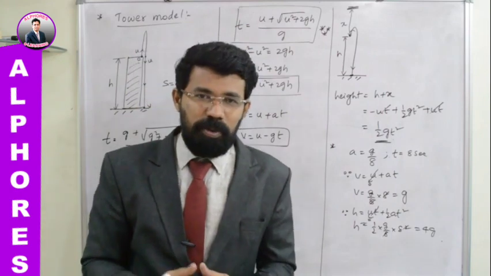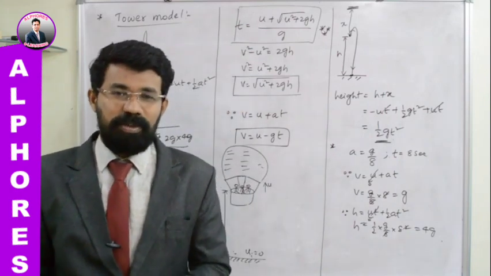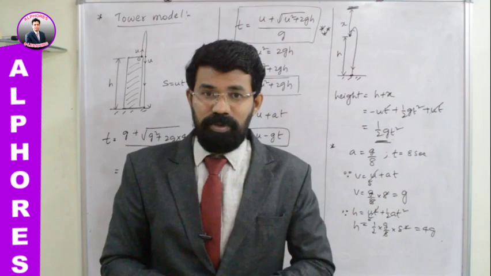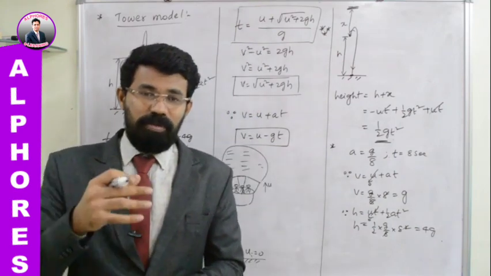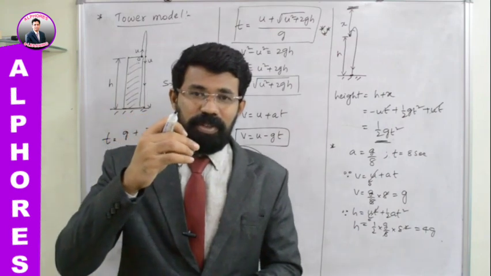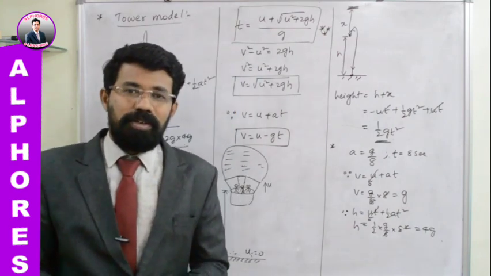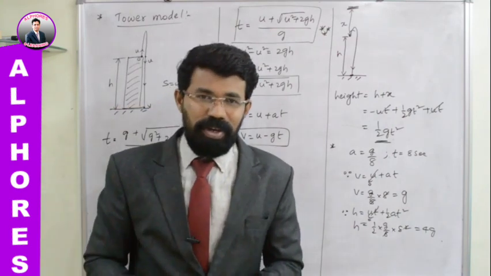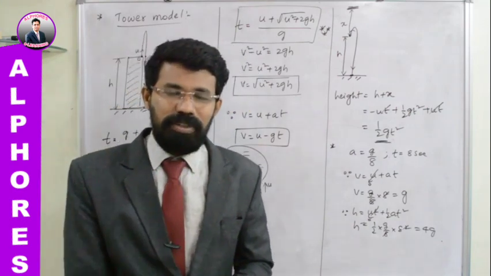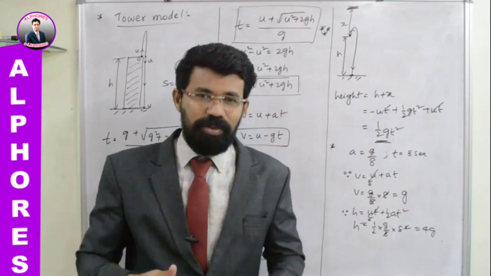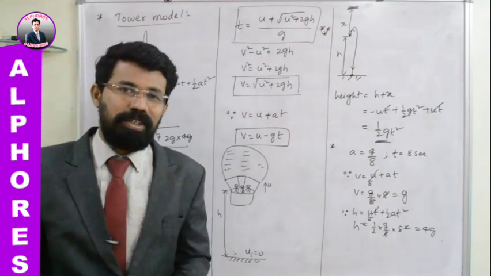Here I am going to project 3 bodies simultaneously from the top of a tower, but in 3 different ways. One body I will project in the upward direction with a velocity u. The other body I will project with a velocity u in the downward direction. The third one I will just drop. Obviously these 3 different bodies will travel to the surface in 3 different times. Let us try to understand the details connected with this model.